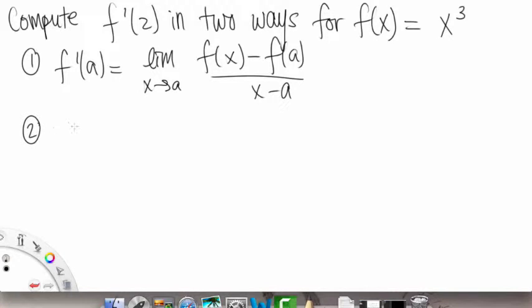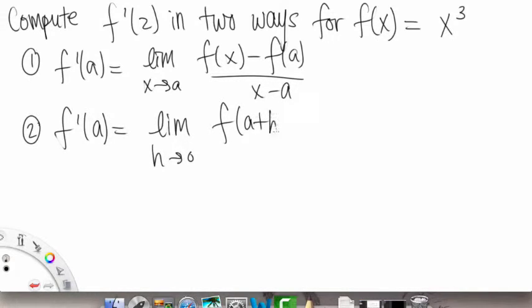And then the second way will be f prime of a is equal to a different limit. And we just rephrase things differently, right? So f of a plus h minus f of a over h. Okay, so we'll do the first method first, as is conventional, right? So let's set it up.